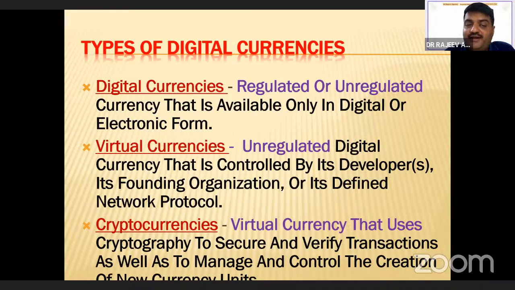It is controlled by the developers or the organization which has made it, and it has a defined network protocol. Anyone cannot go into that network. Only those who have that particular currency will have access to that wallet, and they will be the only ones having information about that currency. What is cryptocurrency? Cryptocurrency is a virtual currency. It's a digital currency, but it uses cryptography to secure and verify transactions, as well as to manage and control the creation of new units.